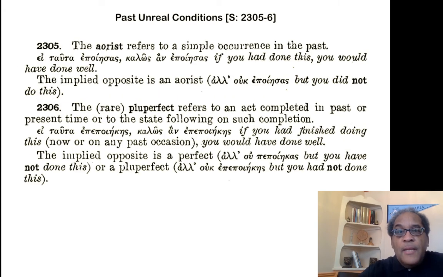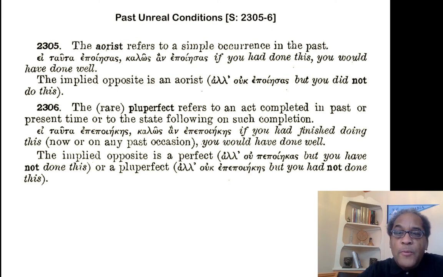In the past unreal conditions, however, you see the aorist. If you had done this, you would have done well. Ei tauta epoiesas, kalos an epoiesas. And so here, again, in the apodosis, we see a past tense with an. And your implied opposite is the aorist, alla ouk epoiesas, but you did not do this.